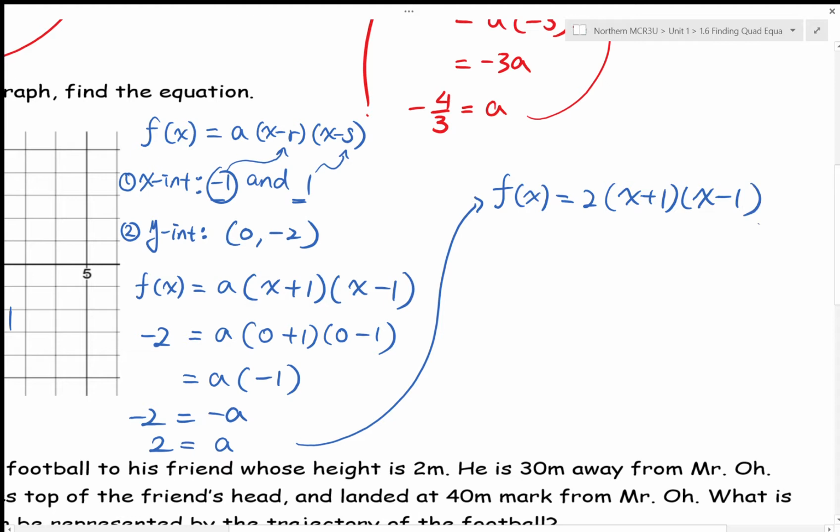So when you're given a graph, it's pretty much the same. Just find the x-intercepts as well as just a random point. Okay.